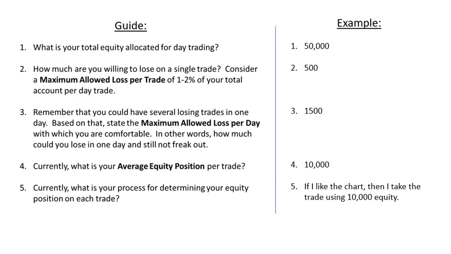Number 4, currently, what is your average equity position per trade? So let's say currently you're using $10,000. Just as a ballpark, it's an easy, even number, and you're doing that on every trade. So number 5, currently what is your process for determining your equity position on each trade? Perhaps right now it's if I like the chart, then I take the trade using $10,000 equity. So those are just some examples, not going to be exactly what you do, but I'm just showing you how to work through the math and to do this on a worksheet for yourself.